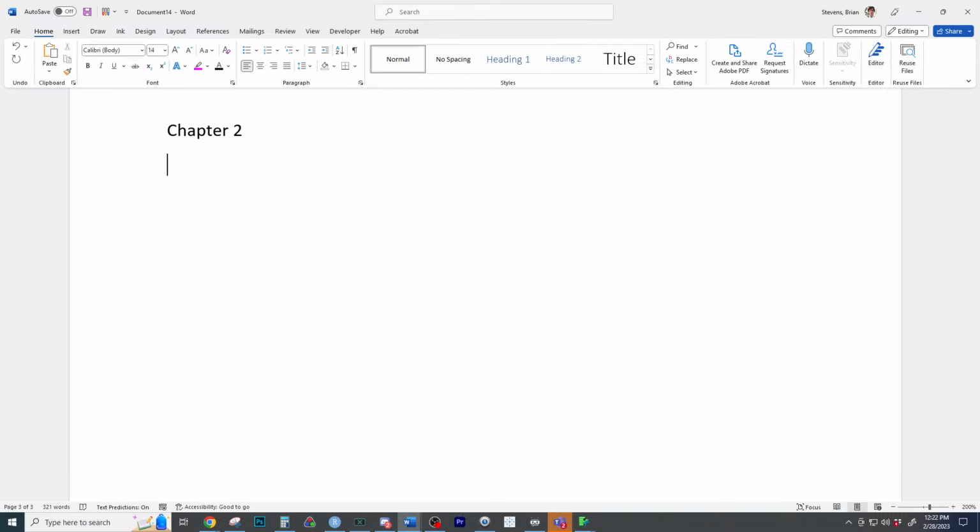So here we are with chapter 2. When data is skewed, the proper measure of center is the IQR.